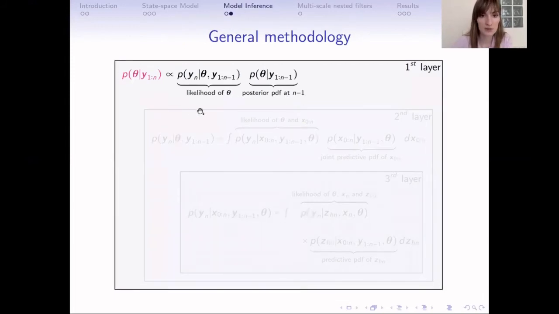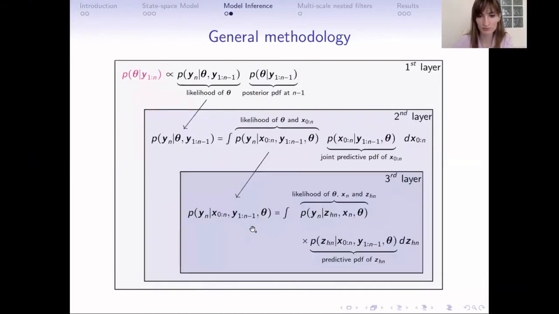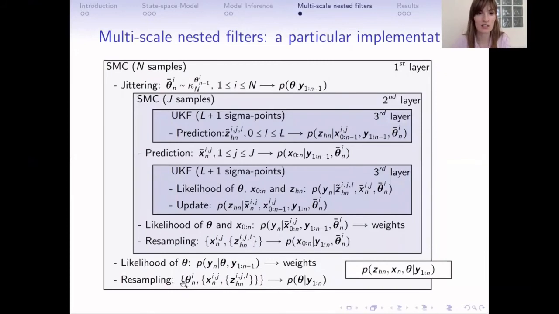This can be integrated in the second layer as the integral of the likelihood of theta and the slow states multiplied by the joint predicted PDF of the slow states. And we repeat again, computing this likelihood in the third layer as the integral of the likelihood of theta, x, and z multiplied by the predicted PDF of z. If we do a particular implementation of this methodology, we obtain something like this.